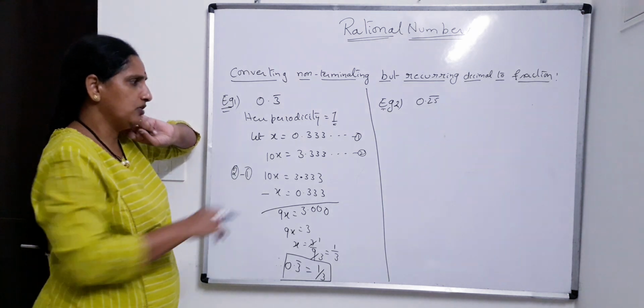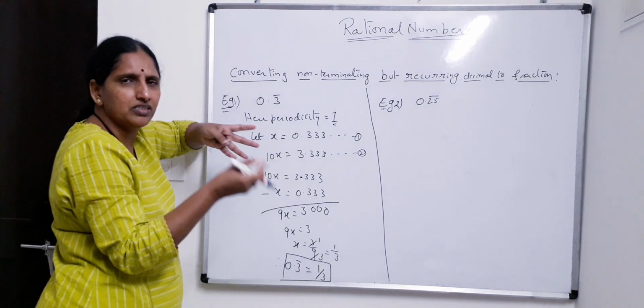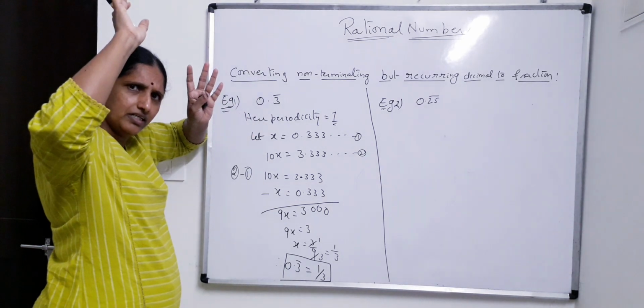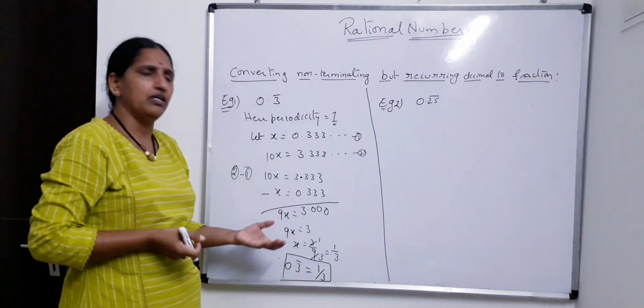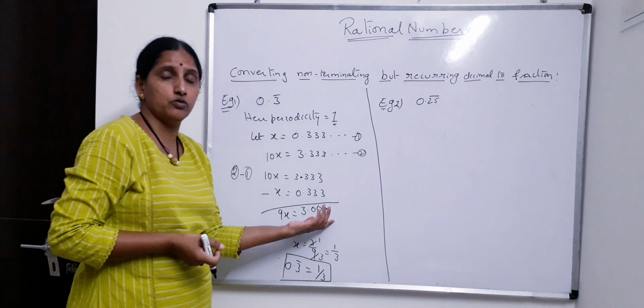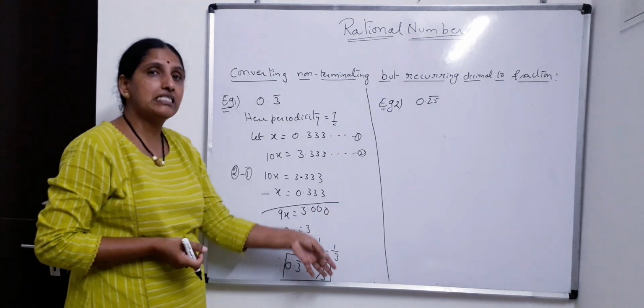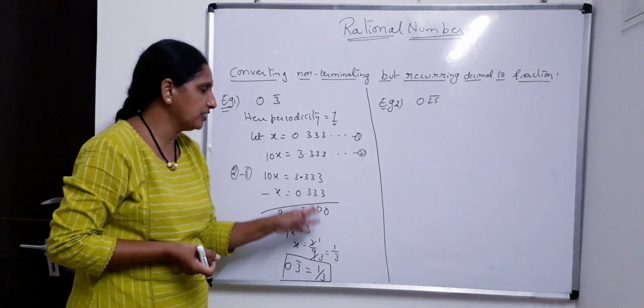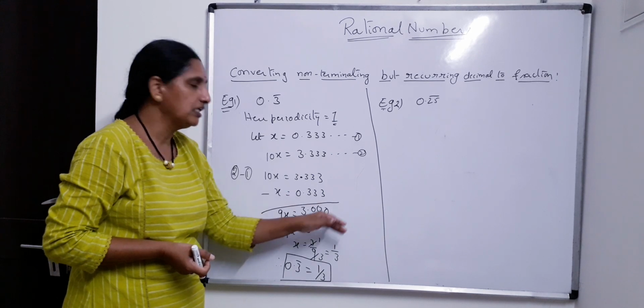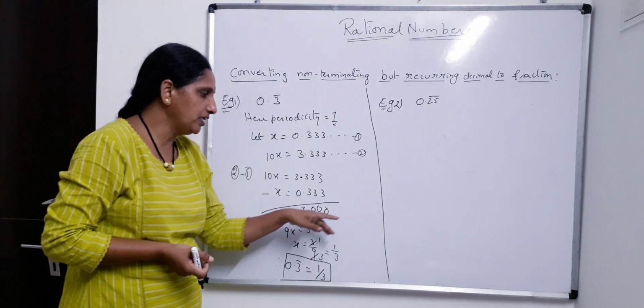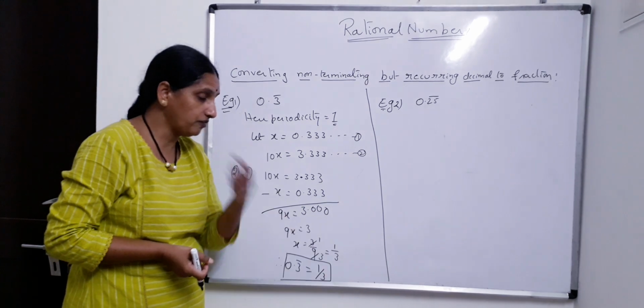Simple logic. Because how many 3's we want, we can take. 3, 3, 3, 3, 3, 3, 3 like that, right? To make the problem very easy or simple, you are not going to take this, so that this decimal part will get eliminated. We have to eliminate this, no? If not, you can't convert it into a fraction.